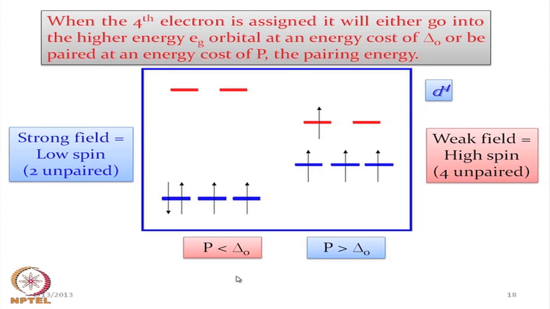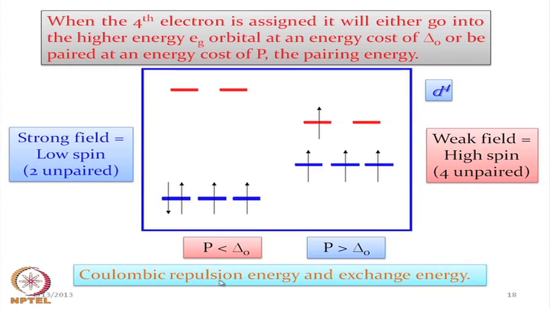So we can write it in these two forms, whether we are writing P relative to delta octahedral or delta octahedral relative to P, but we should be careful which way we are writing and how we are dealing with the strong field and the weak field situation by looking at the number of electrons in these two levels.